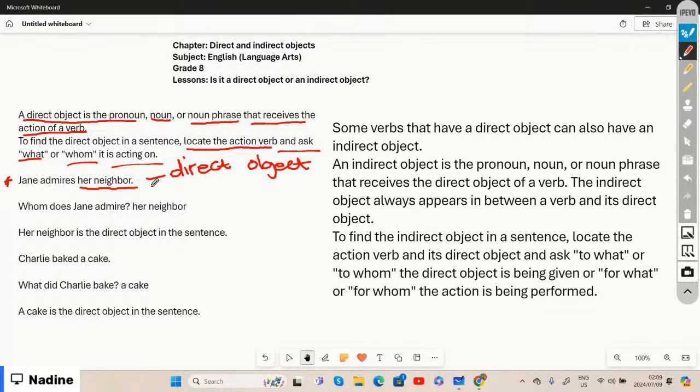And if we look at the next sentence, it says: Charlie baked a cake. We need to ask ourselves, what did Charlie bake? Charlie baked a cake. So the question is, what did Charlie bake? And a cake is our direct object because it tells us what Charlie baked.